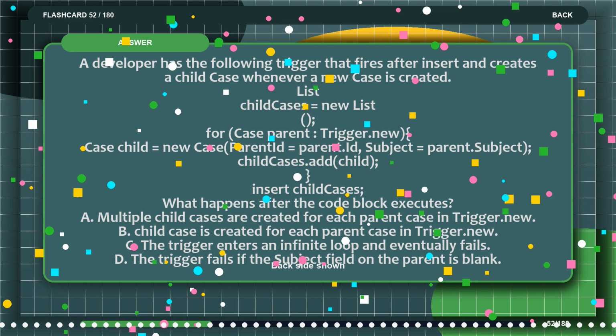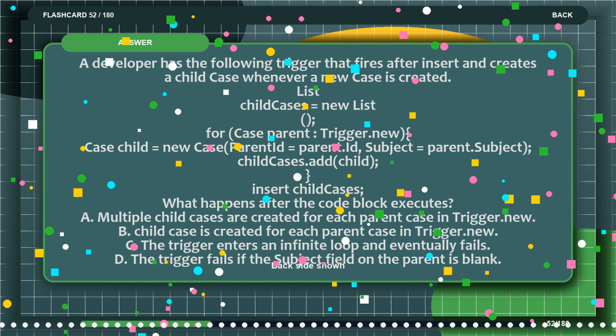A developer has the following trigger that fires after insert and creates a child case whenever a new case is created. List child cases equals new list for case parent. Trigger.new case child equals new case parent ID equals parent.id. Subject equals parent.subject. Child cases.add child. Insert child cases. What happens after the code block executes?